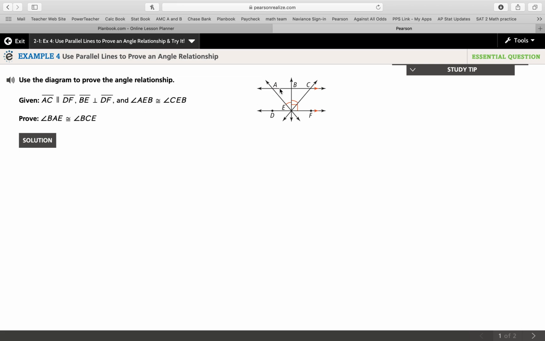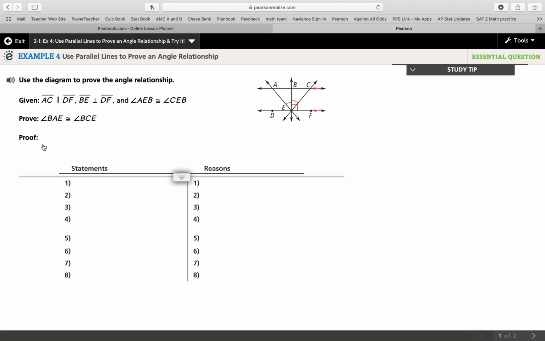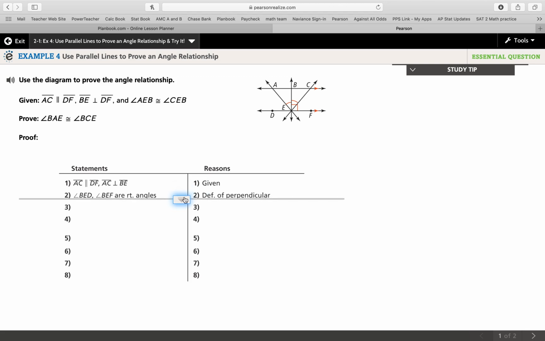And angle AEB is congruent to angle CEB. And our goal is to prove that angle BAE is congruent to BCE. So let's see. We're going to start with the given. Okay, that's given to us.